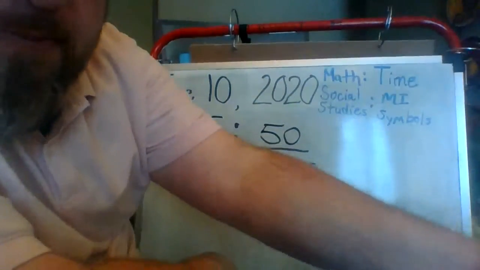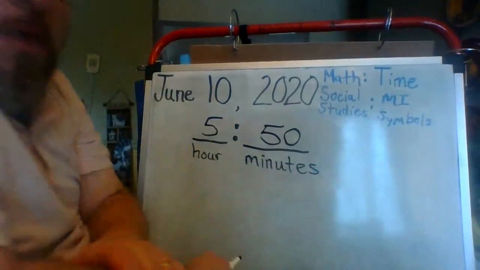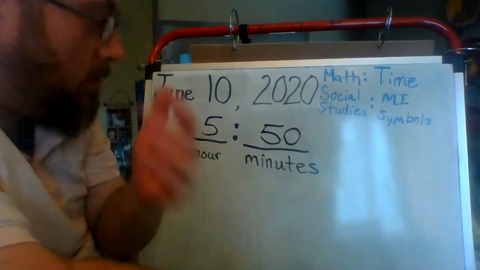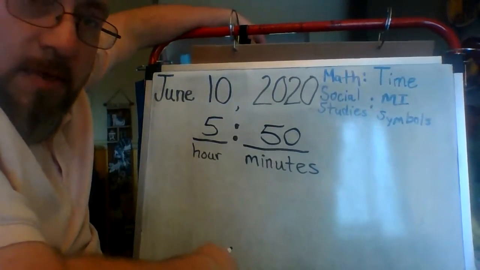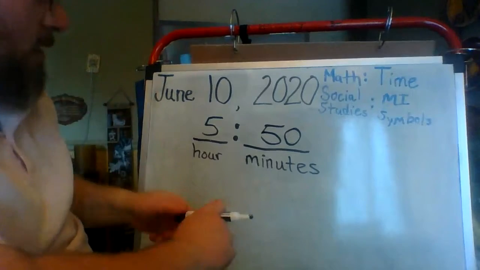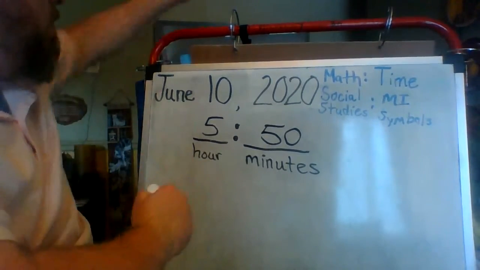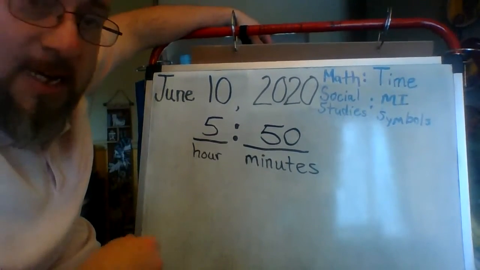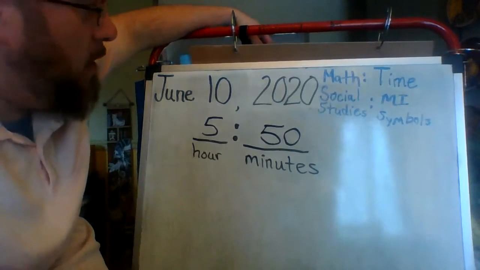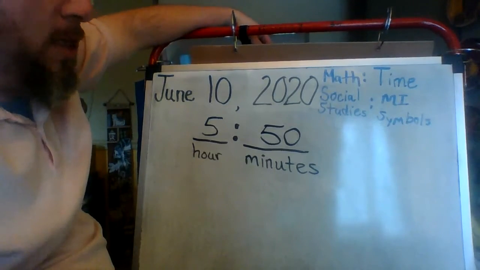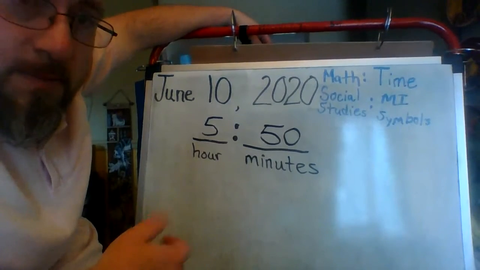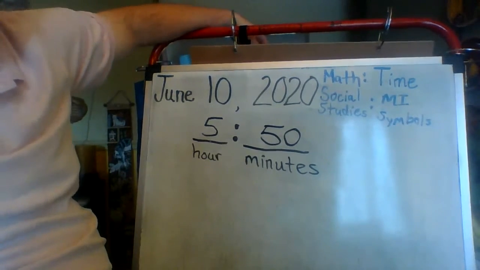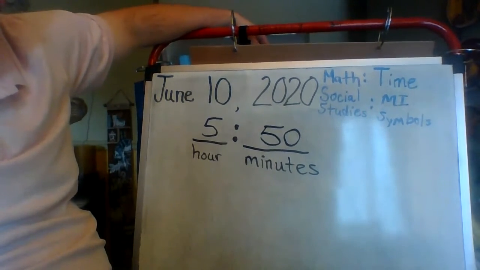Now, in social studies, they want us to talk about Michigan symbols, symbols of Michigan. Well, every state in the United States has gone through and picked state symbols. Every state has like a state bird, a state motto. So the state bird of Michigan is the robin. The state flower of Michigan is the apple blossom.